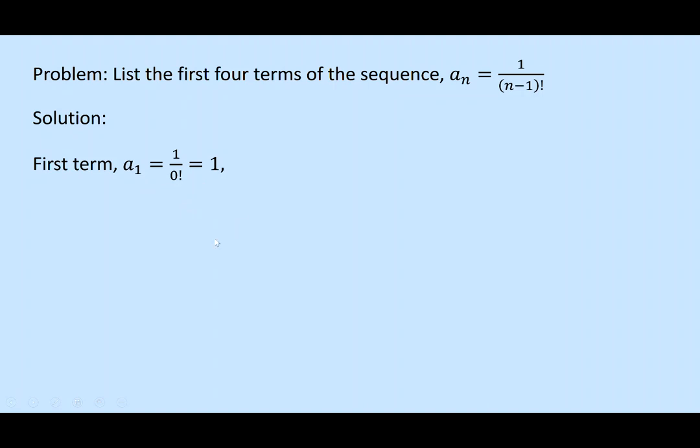Okay. A sub 2, plug n equals 2 and you get 1 over 1 factorial. 1 factorial is just 1. And a sub 3 is 1 over 2 factorial. 2 factorial. Wait a minute. What in the world is factorial? I hope you know what factorial is, right?